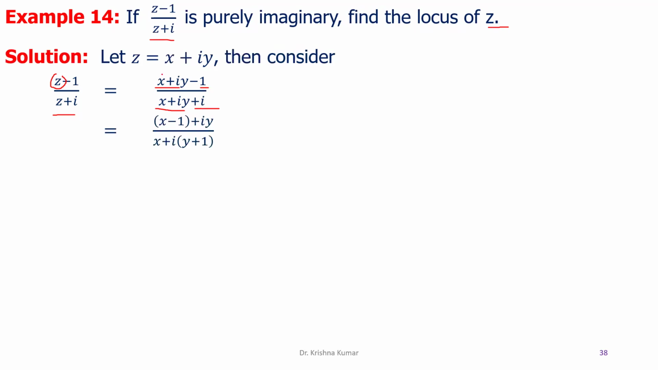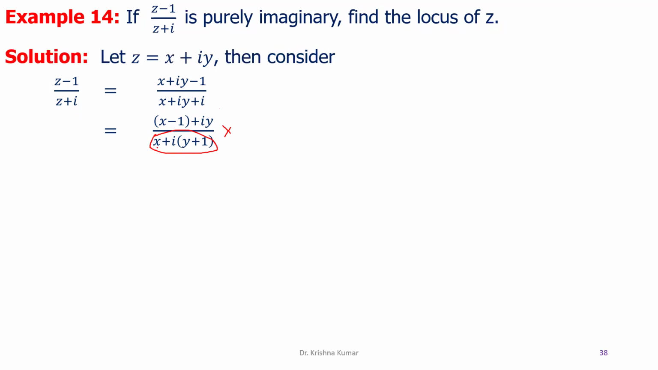Now let us write down x minus 1 first as the real part, and then plus iy. Similarly, in the denominator the real part is x, and the imaginary part is iy plus i. So we have taken i common, so we have i times (y plus 1). Now this is a complex number, so we have to realize it. We have to convert the denominator into a real number, so we have to multiply and divide by its complex conjugate.